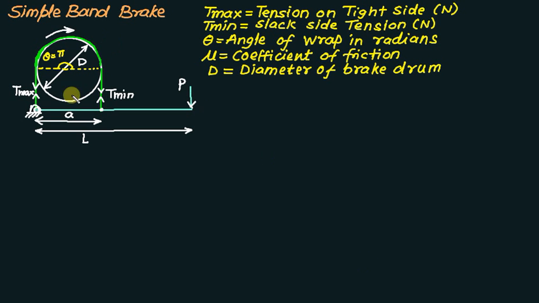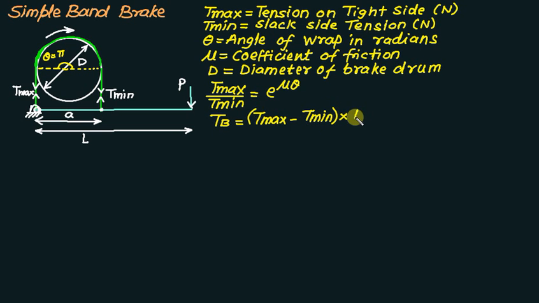So the parameters involved in the design are: T max, the tension on the tight side, in Newton; T minimum, the tension on the slack side, in Newton; theta, the angle of wrap, in radians; mu, the coefficient of friction; and D, the diameter of the drum. In the last lecture we already derived the equation T max by T minimum equals e to the power mu theta, and the braking torque equals (T max minus T minimum) multiplied by the radius of the drum, that is D by 2.